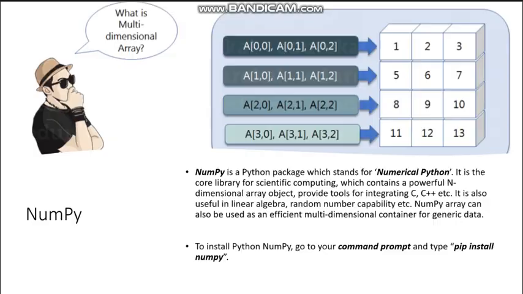This library is Numpy. Numpy is a Python package which stands for Numerical Python. It is the core library for scientific computing, which contains a powerful n-dimensional array object and provides tools for integrating C, C++, etc. It's also useful in linear algebra, random number capability, etc. Numpy arrays can also be used as an efficient multi-dimensional container for generic data.